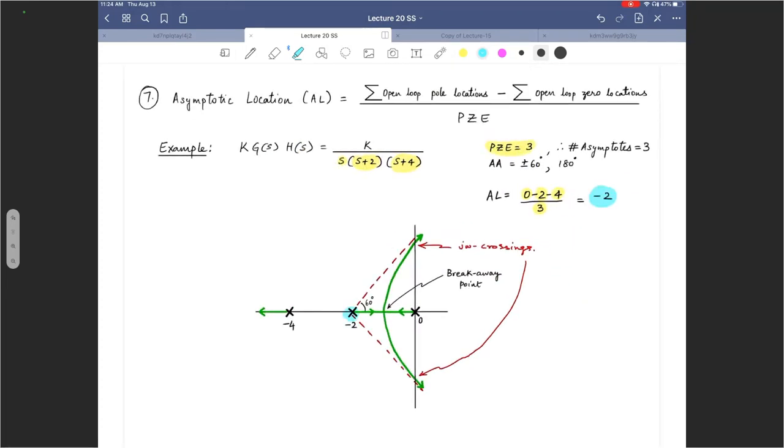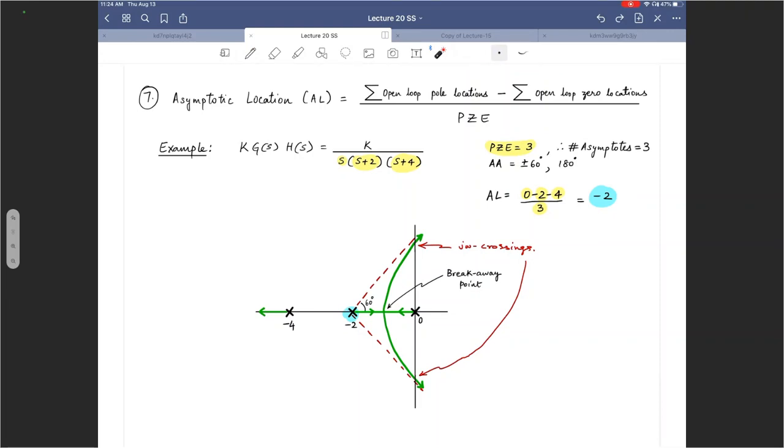So essentially what you're doing is finding out PZE, finding out the number of asymptotes, finding out all the asymptote angles, and finding out asymptote locations. Then you would draw straight lines at the asymptote location at angles provided by the asymptote angles, plus 60 degrees, minus 60 degrees, and 180 degrees, right? The third red line is not shown because it's kind of redundant here, but that's what it is. I'm just going to erase that so there's no confusion. Now, what is next?